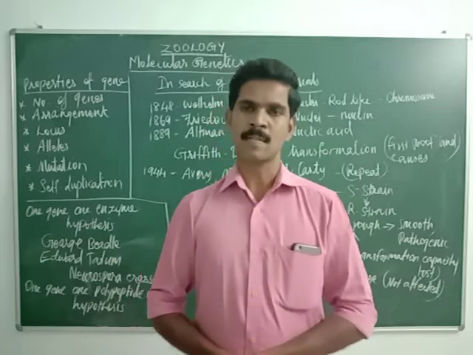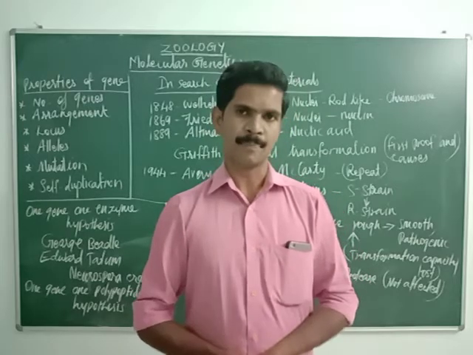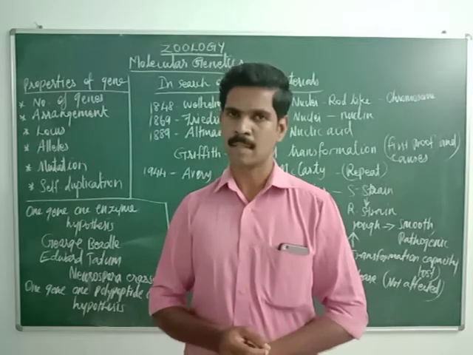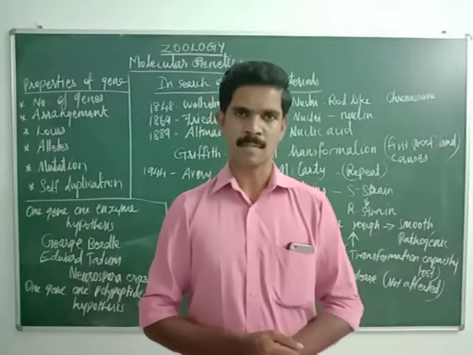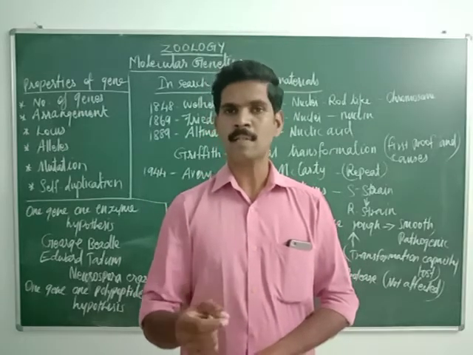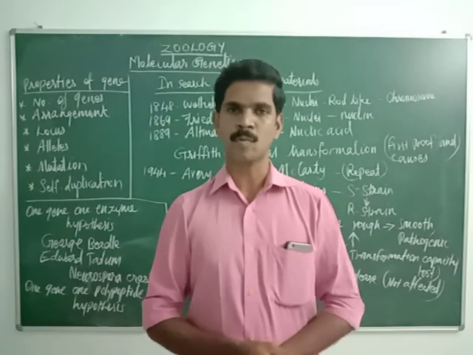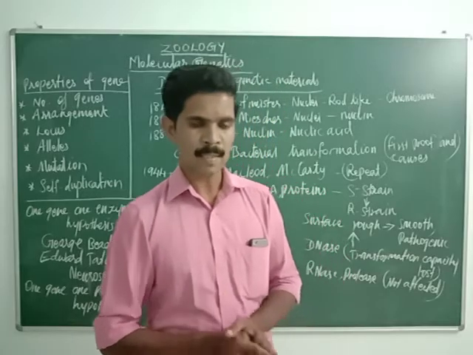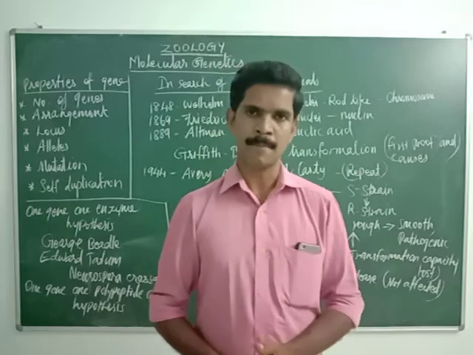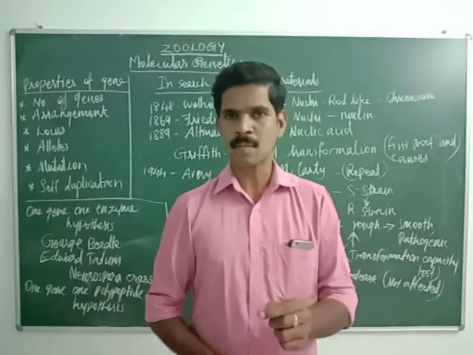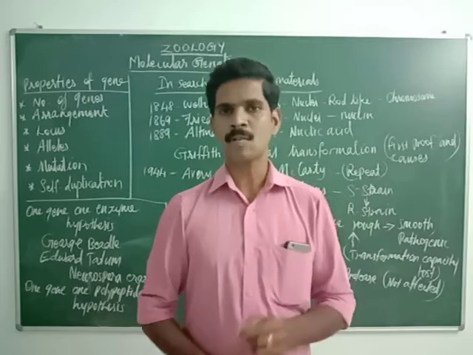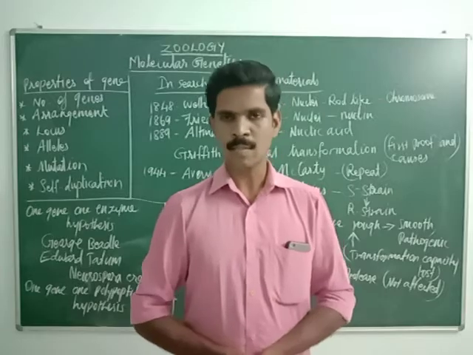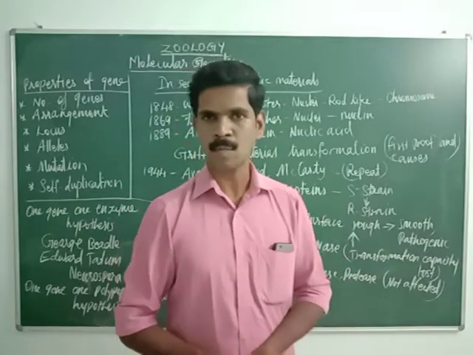According to this classical concept, or the view of Sutton, genes play a very important role in the hereditary or inheritance process. And each and every gene occupies a particular location in a chromosome. So the location of the gene is the chromosome. In the classical concept explained by Sutton, the gene plays a very important role in inheritance, and each gene occupies a particular position in a chromosome.